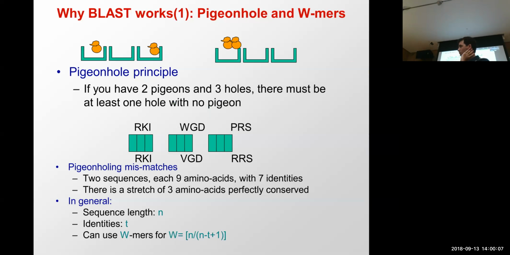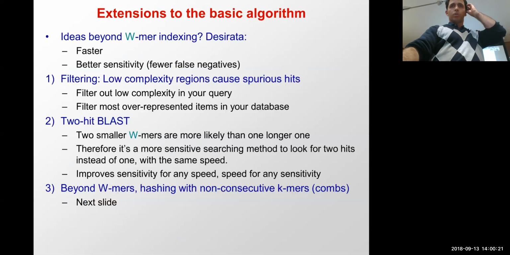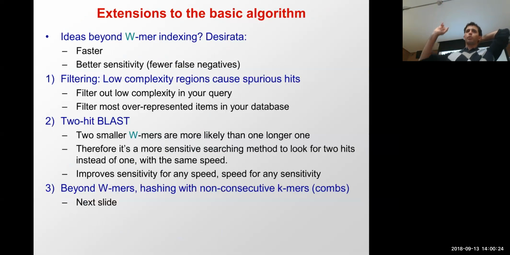Yeah, absolutely. BLAST is one of the core algorithms for genome search with mismatches. So again, beyond W-mer indexing, what we'd like to do is be either faster or have better sensitivity. One idea is to filter low complexity regions because they can cause spurious hits. For example, if I have N and Q in my sequence, which are these aggregating amino acids, I can just throw them away because they're going to match all the time.